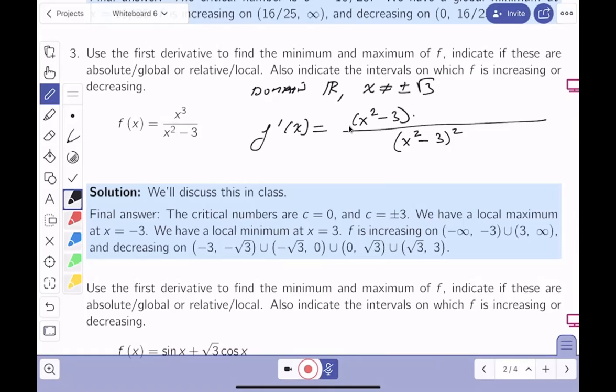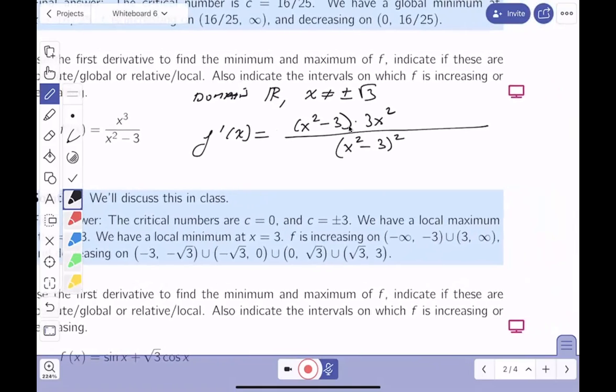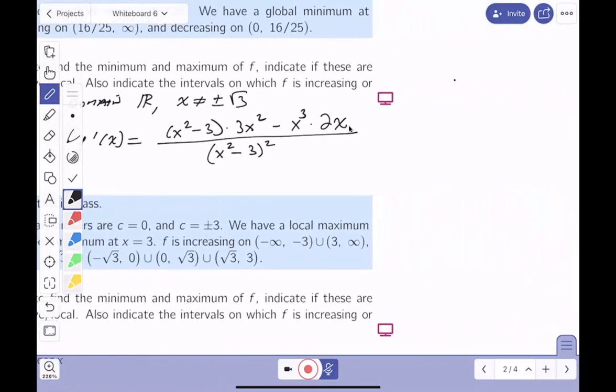Times the derivative of the top, which is going to be 3x squared, minus the top times the derivative of the bottom, which is 2x. Now, someone's going to ask, do I have to do what you're going to do next, which is simplify? It is in your interest to simplify. So it's going to be x squared minus 3, squared, on the bottom. And on top, I'm actually going to factor out an x squared.